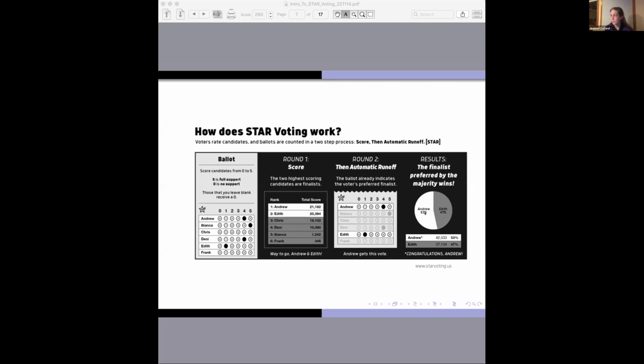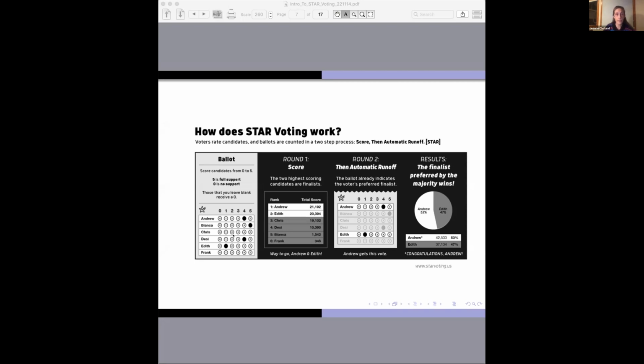How did that translate? It's a little confusing. Sorry, how did what translate? Like the Andrew to Edith thing. So I see, Edith got 1 star, Andrew got 4. Right.